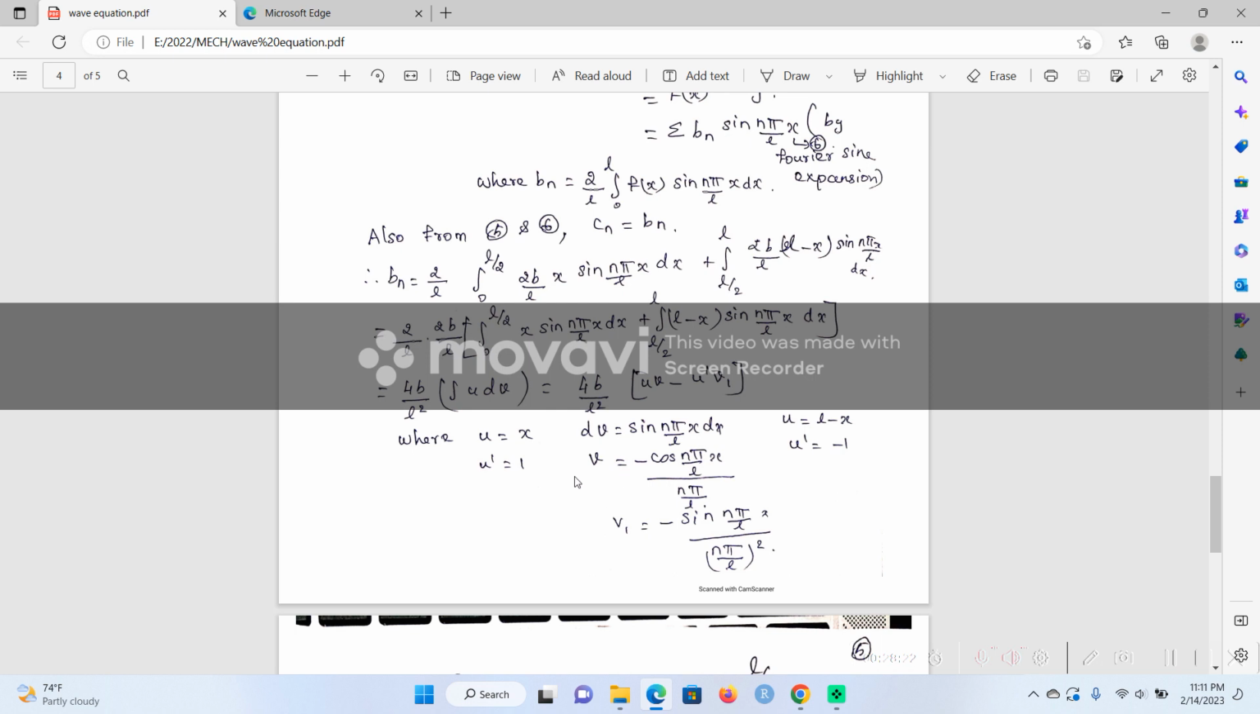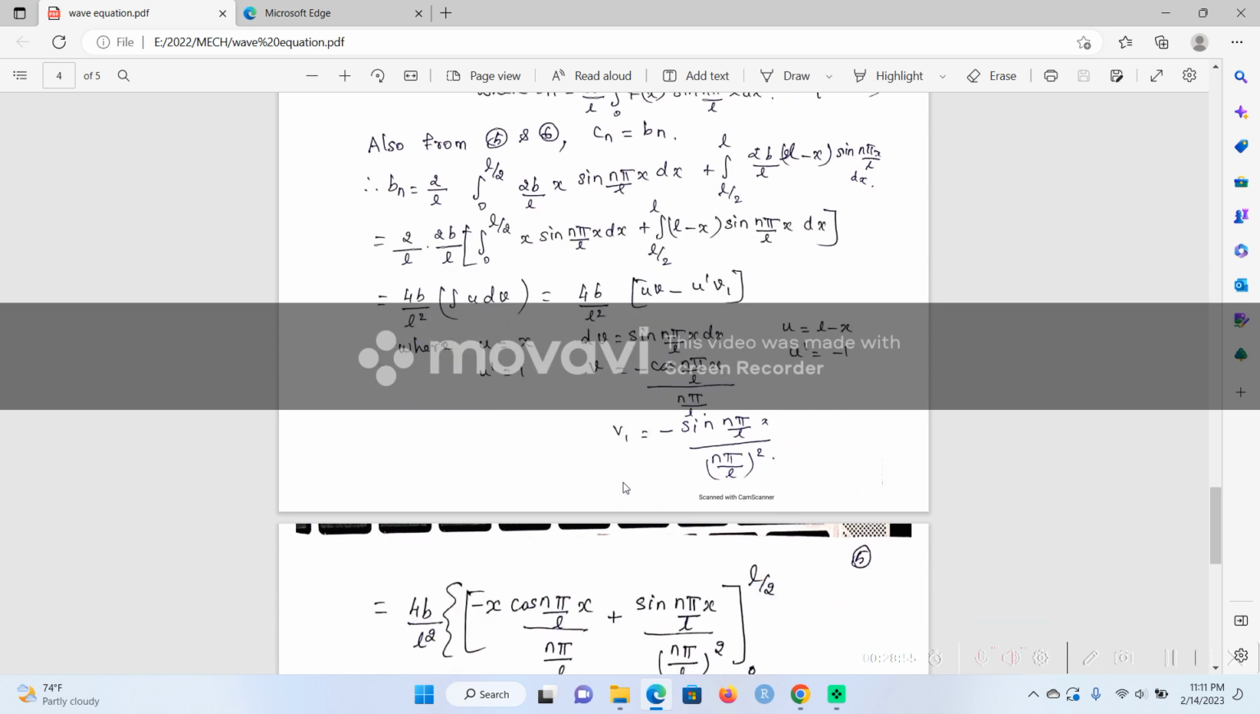Again, integrations are taken as suffixes and differentiations are taken as dashes. So again if we integrate v, we get v1, which is integral of cos, sine. So already one negative sign is there, so minus sin(n pi x by L) by (n pi by L) the whole squared. Similarly, if we consider the second term, u dash will be the derivative of L minus x, which is minus 1, and this is our dv term. So all required terms are calculated.